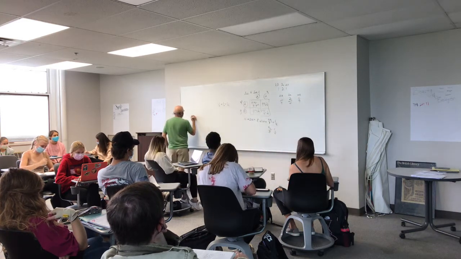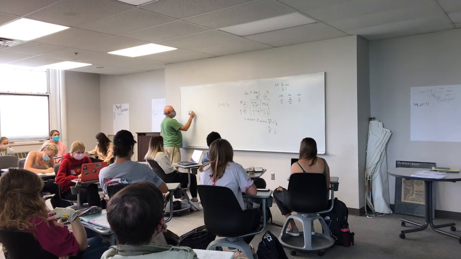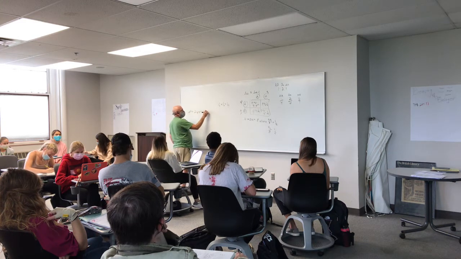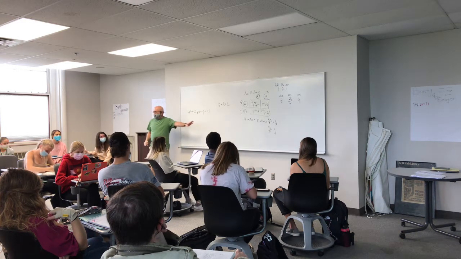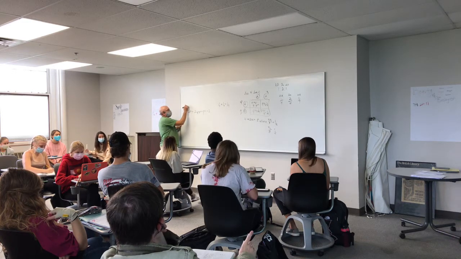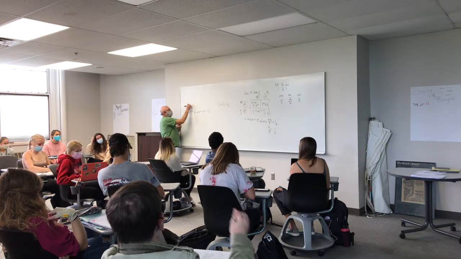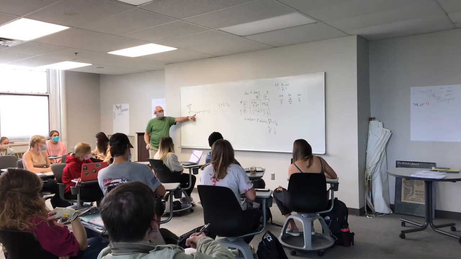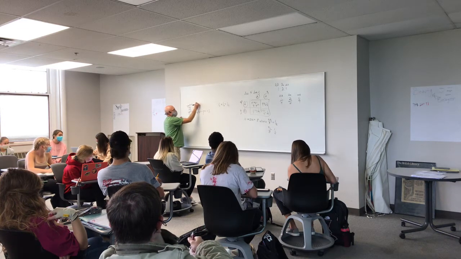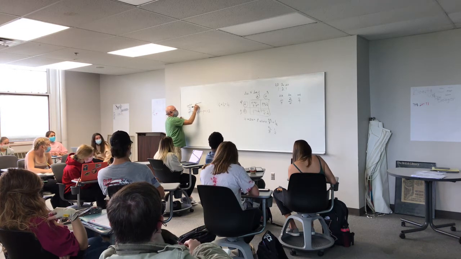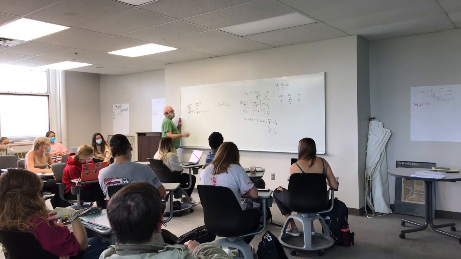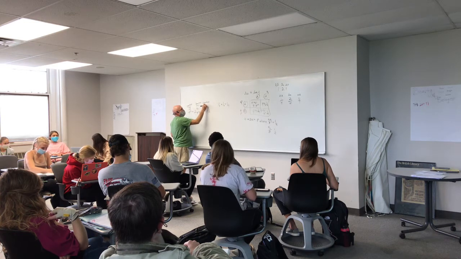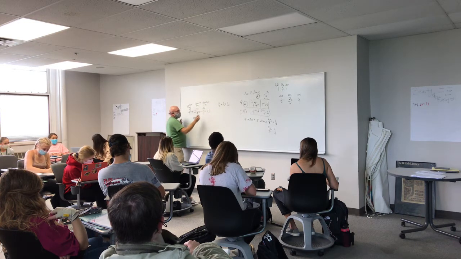So this leads to this equation: P squared plus 2PQ plus Q squared equals 1. That equals 100% of the population. P squared is the genotype frequency of the homozygous dominant, 2PQ is the genotype frequency of the heterozygote, and Q squared is the genotype frequency of the homozygous recessive.